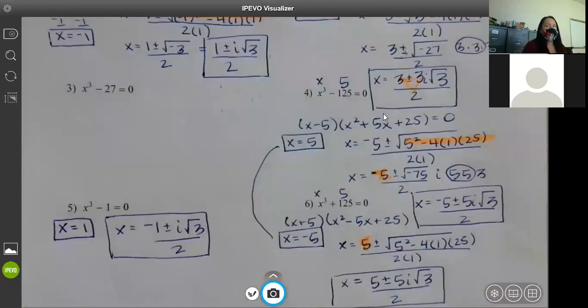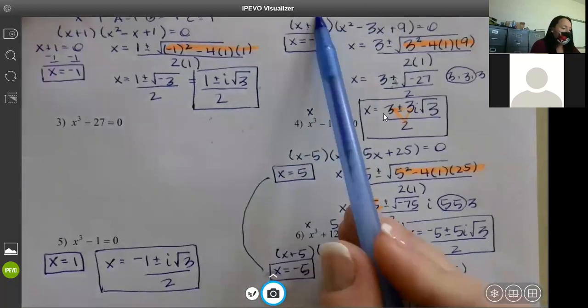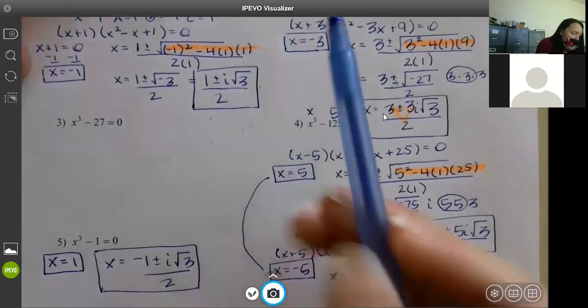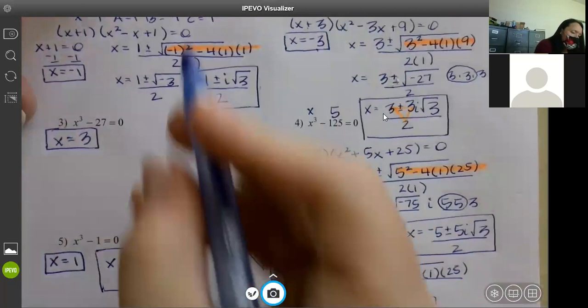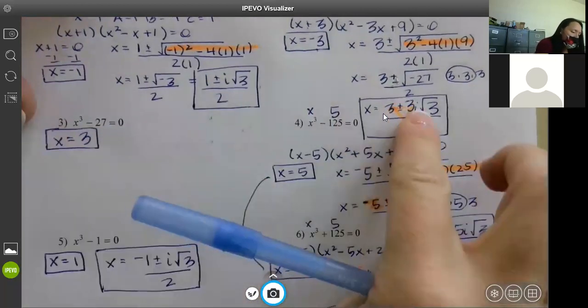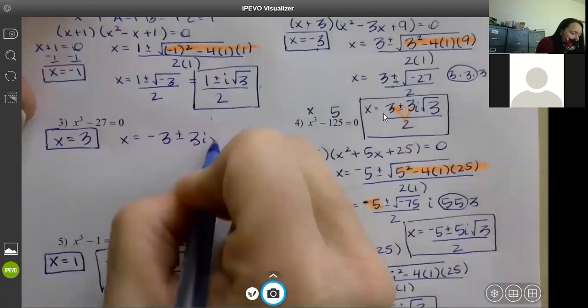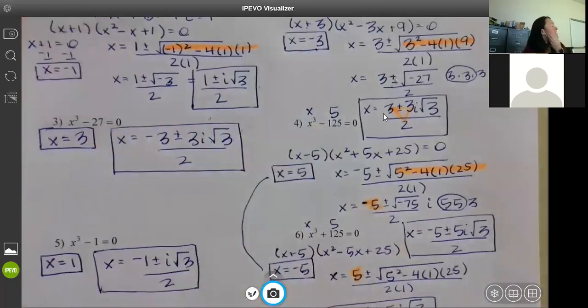So then number 3 and number 2 look exactly the same, except number 3 is a minus and number 2 is a plus. So same problem, just changing the signs. Your first answer will be positive 3. Your second answer, instead of 3 plus or minus 3i square root of 3 over 2, it's going to be negative 3 plus or minus 3i square root of 3 over 2. So what I would suggest is make sure that you write these problems down, because if you get ones like this on your assignment today, you can just change the signs and you don't have to do all the work. Okay, so watch that.